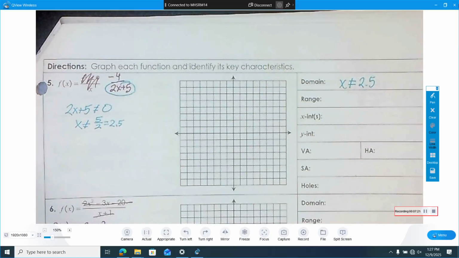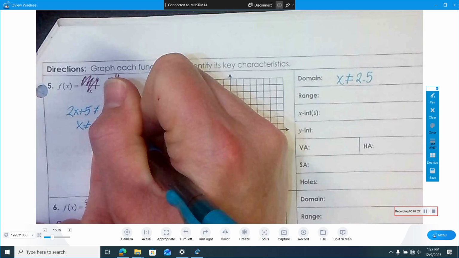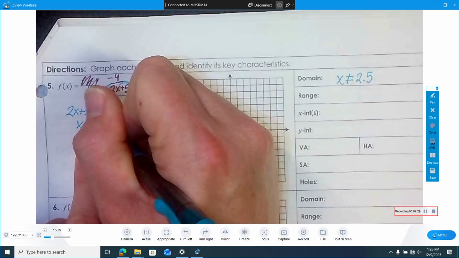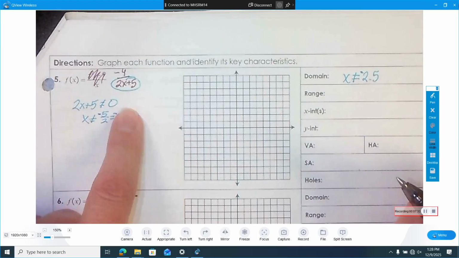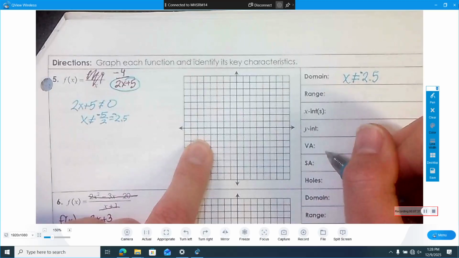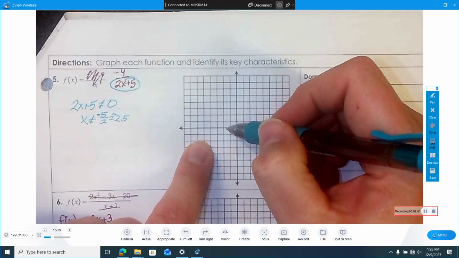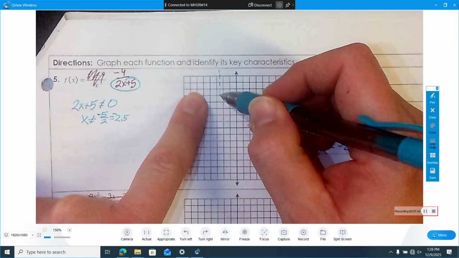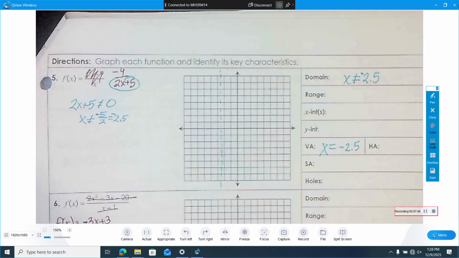It also happens to give me that vertical asymptote. Sorry, negative. It should be negative 2.5. Why is it negative? Yeah, you have to subtract the 5. Thank you. So there's a vertical asymptote at negative 2.5. And that's what that asymptote means. We're not allowed to equal it. It's like a break in our graph. We're not allowed to equal it.